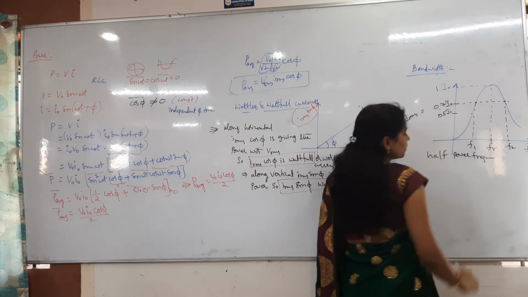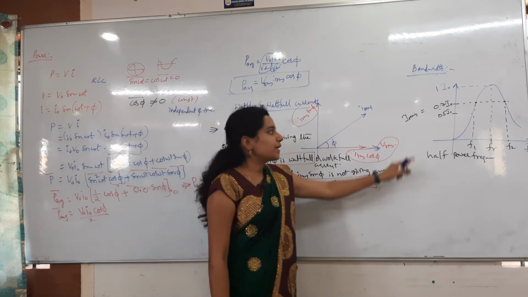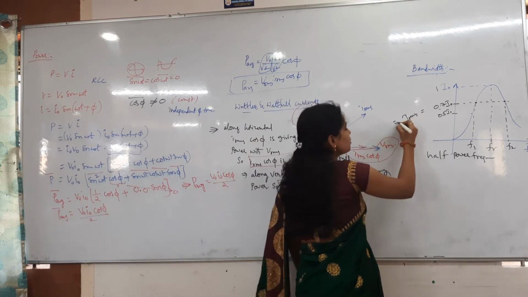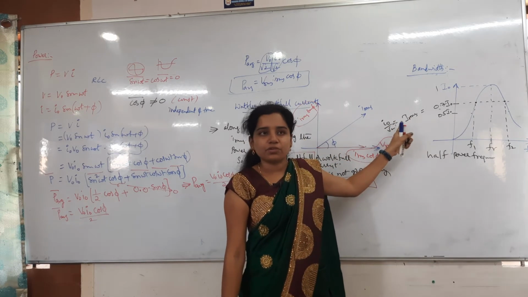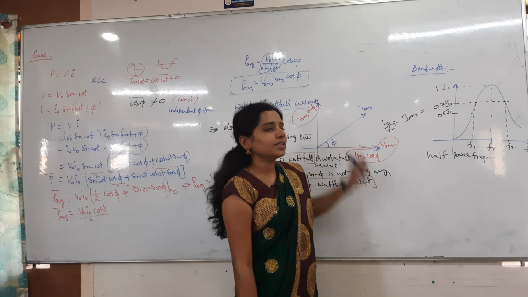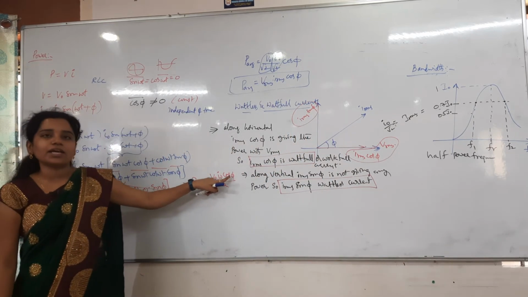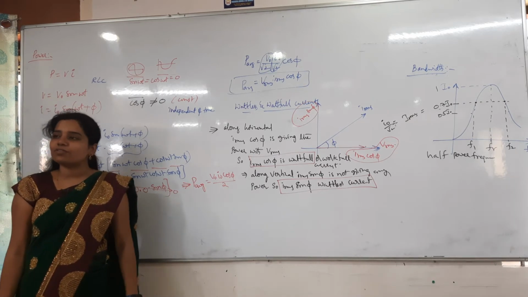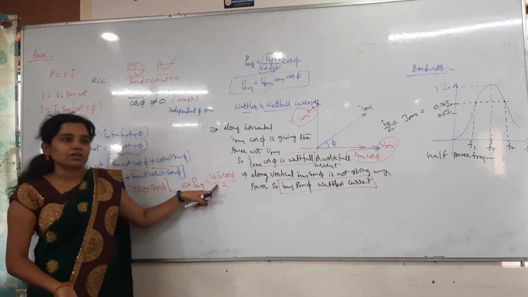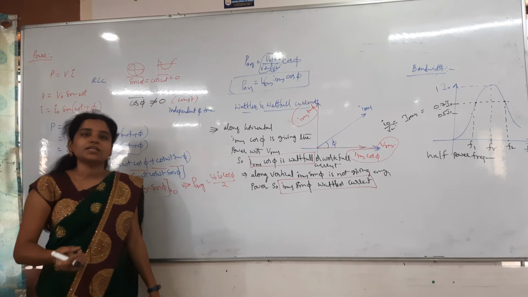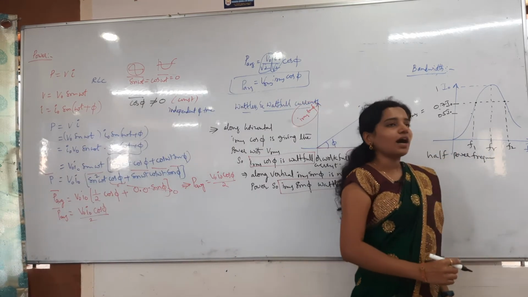Half power frequencies. What is the reason? Whenever I calculate the power here, IRMS is equal to what will you get here? I naught by root 2. IRMS is equal to I naught by root 2. Whenever I calculate the power here, we will get exactly half of the power. So the power formula we are getting is how much? V naught I naught cos phi by 2. Generally, to get power, what is the formula? V into I only. But I am getting it divided by 2, or not? Whenever I get it divided by 2, that is just half power only. So these frequencies are giving half power for us.